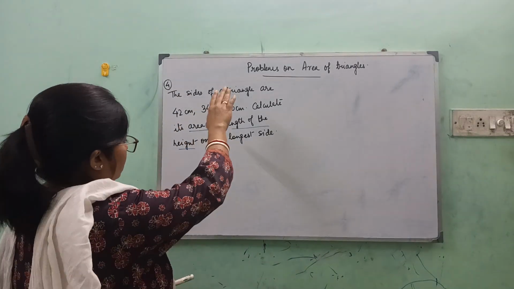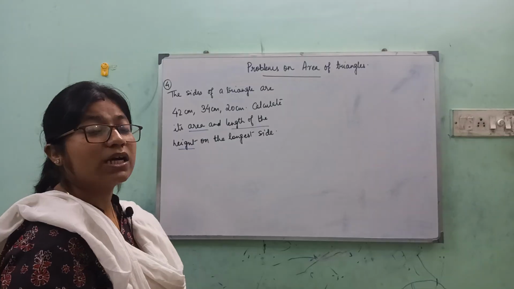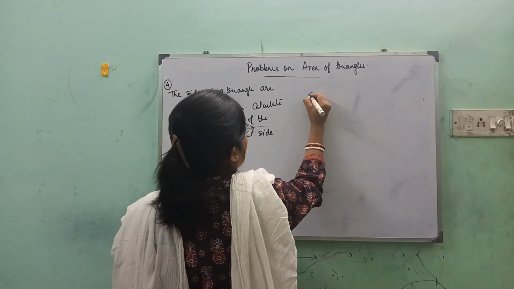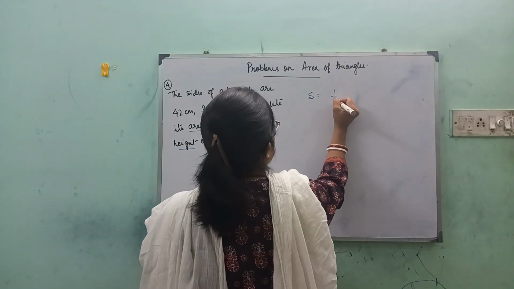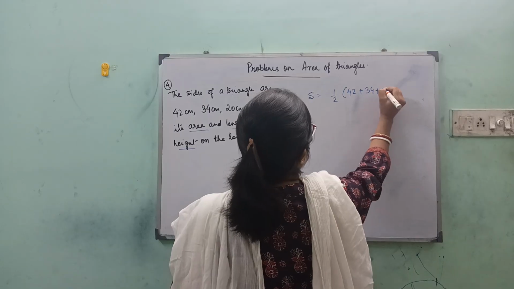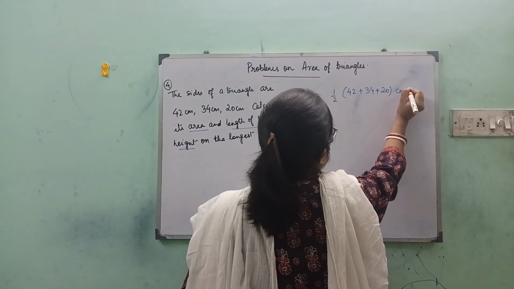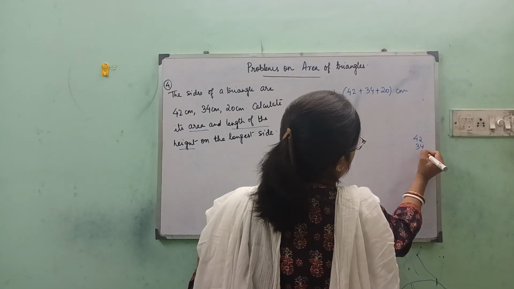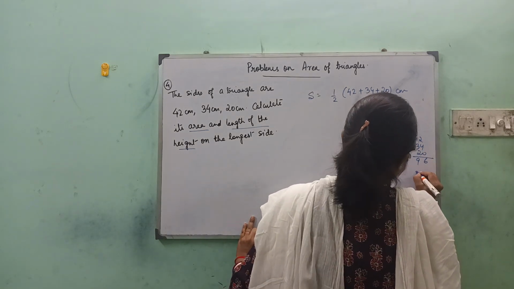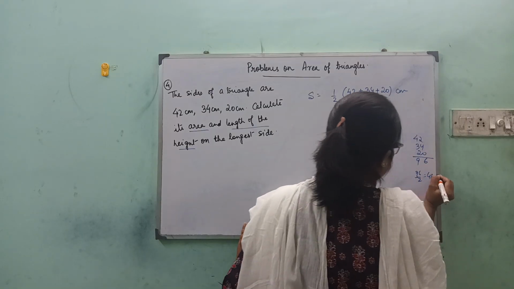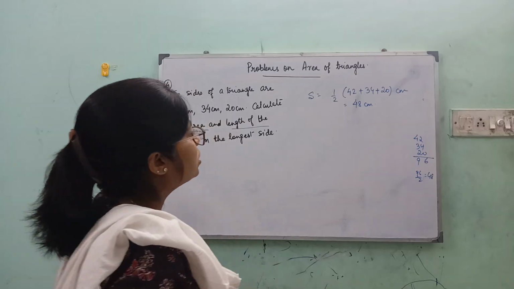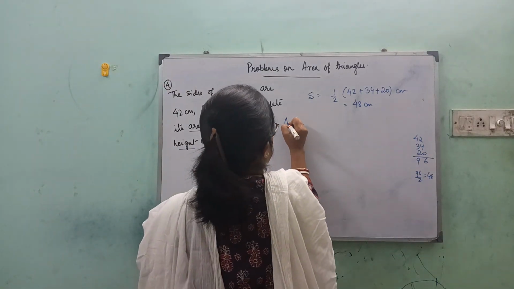So first three sides are given. We can use our Heron's formula in order to get the area of the triangle. So your semi-perimeter will be half into 42 plus 34 plus 20 centimeter. So 42, 34 and 20, 96. So 96 by 2 is 48. This is your 48 centimeter. This is your semi-perimeter.